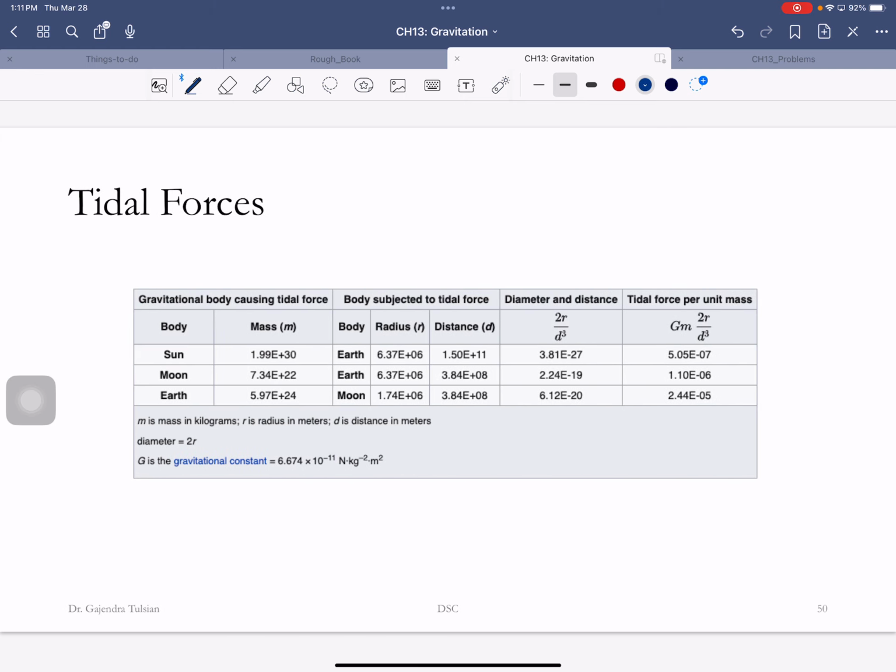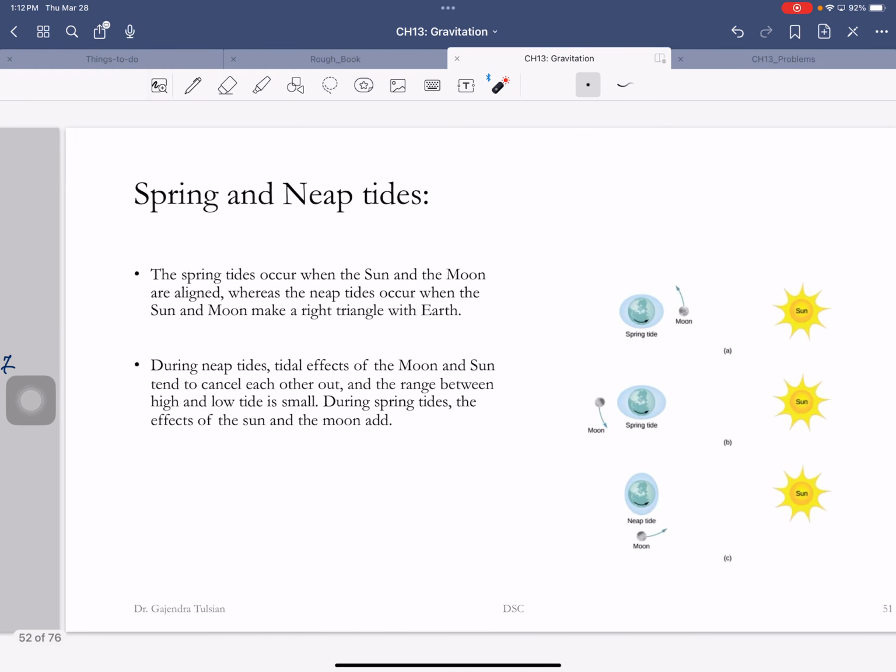Okay, so here's what this gives you: tidal force per unit mass. What that tells you is the following. What is the difference in force per unit mass across the diameter of the Earth? Per kg. For the sun, it's 5 times 10 to the minus 7, and for the moon, this number is 11 times 10 to the minus 7. So this force minus this force for the moon is 11, and for the sun is 5. So the tidal force of the moon on Earth is about twice as much. That's what those numbers tell you.